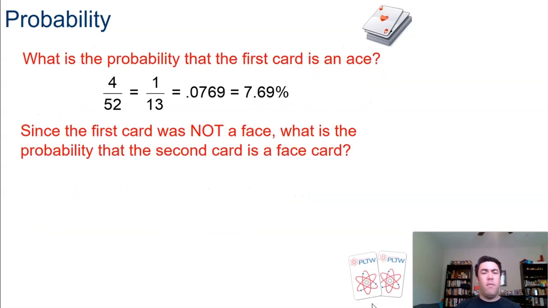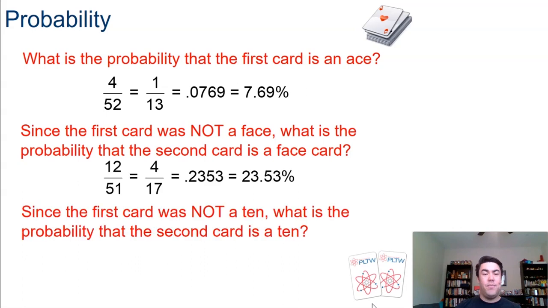What's the probability that the first card is an ace? So that'd be 4/52, or 1/13, or 7.69%. Since the first card was an ace, what is the probability that the second card is a face card? It will be 12 over 51. We have 51 as our denominator now because we eliminated the first card, which was the ace.